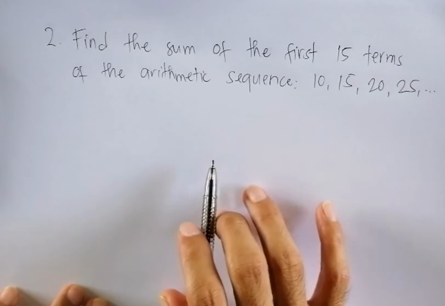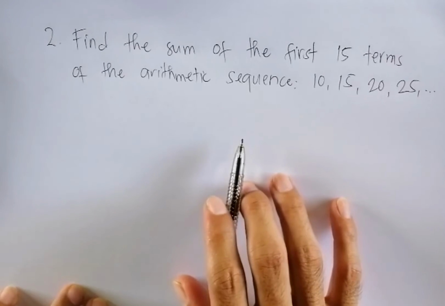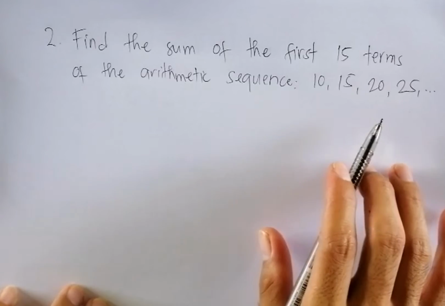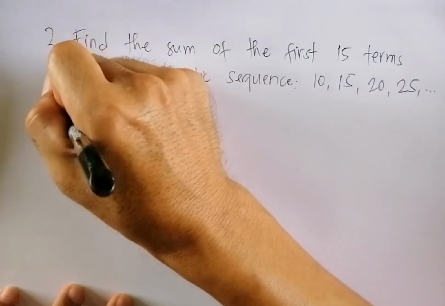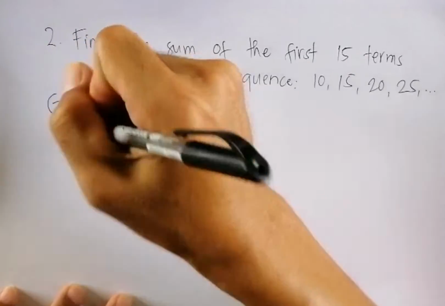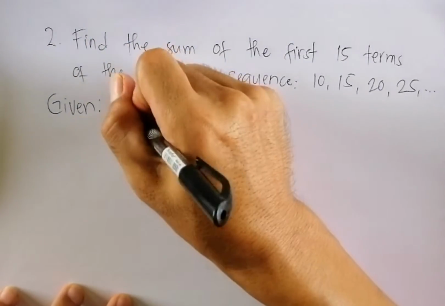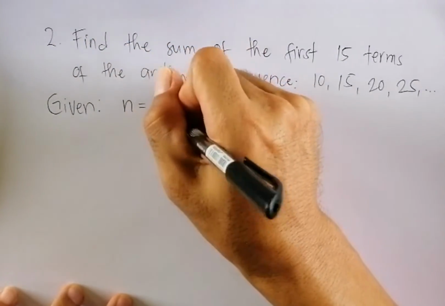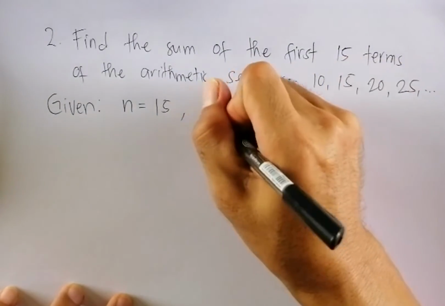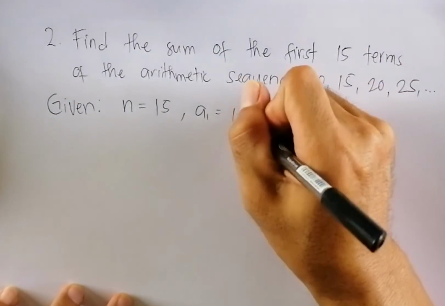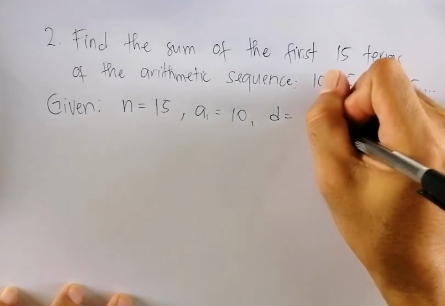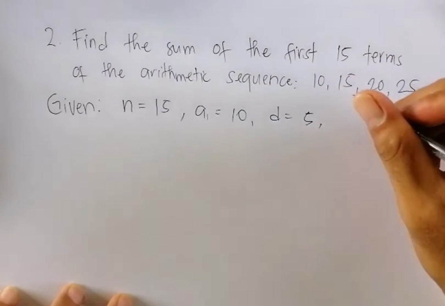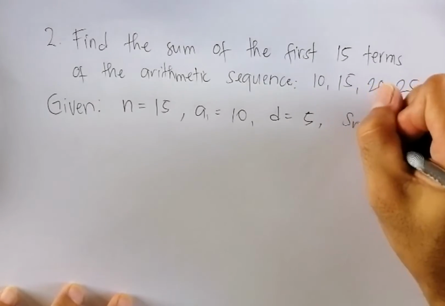Find the sum of the first 15 terms of the arithmetic sequence 10, 15, 20, and 25. Given: n is equal to 15. The first term is equal to 10. The common difference is equal to 5. Then find S sub n.